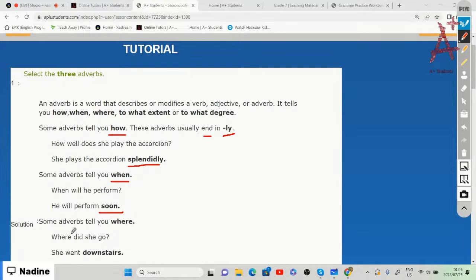Then we have some adverbs that tell us where. Where did she go? She went downstairs. So downstairs tells us where she went. It doesn't have to be to the park or to a city, another province, another state. You don't have to say any of those. You can just mention things like downstairs, or outside. That also tells us where.